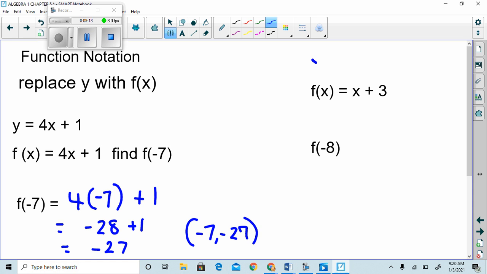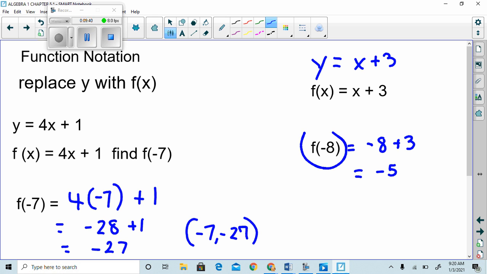In a second equation, I could start off with y is equal to x plus 3, write it in function notation, or maybe already be given in function notation, and we're asked to evaluate. We then replace the value for x and simplify. Remember, f is just the name of the function. It has nothing to do with the calculations. It's telling me that I input -8 and my output is -5. And that's just a short review of function notation.